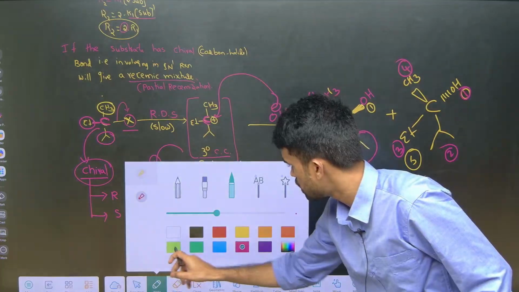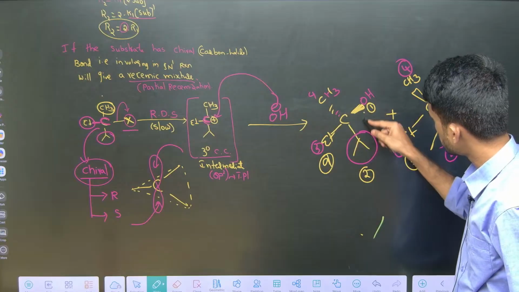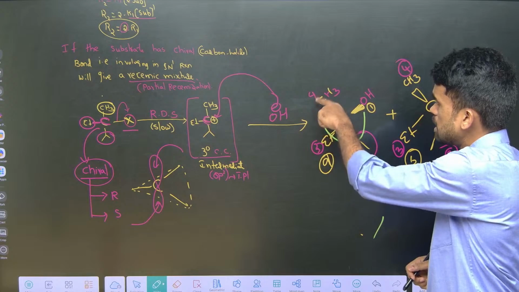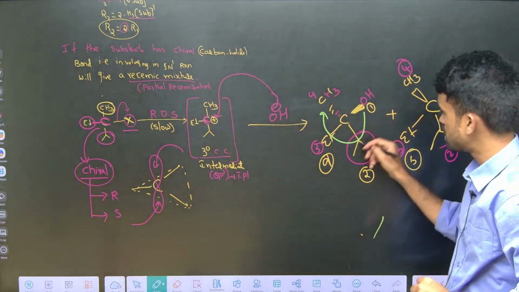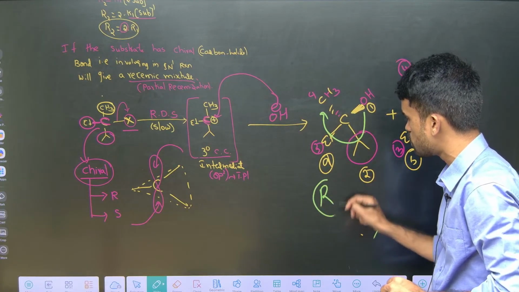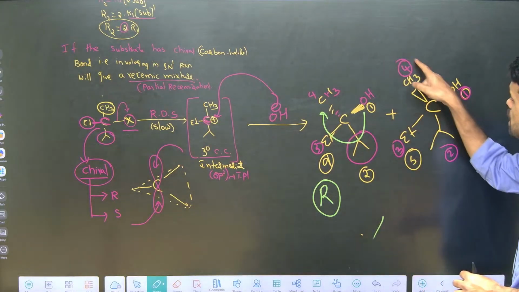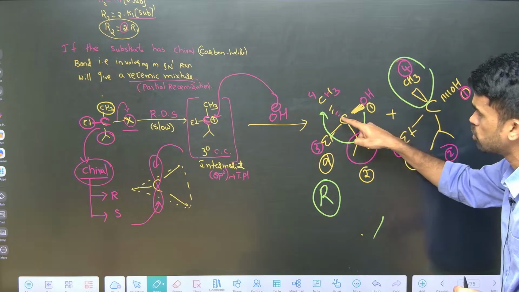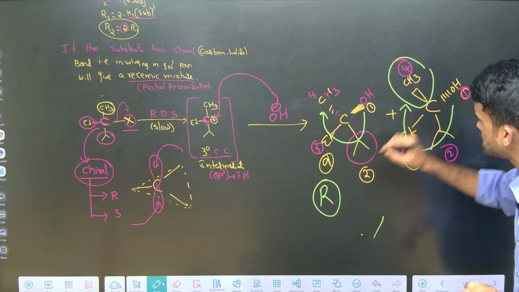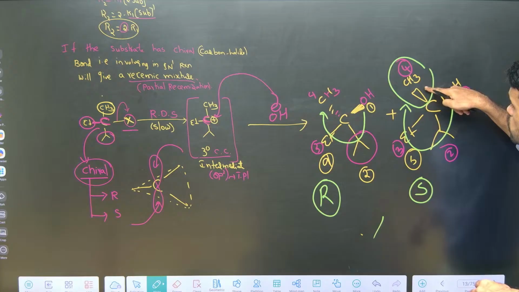See, I am changing the color. See how they are arranged: 1, 2, 3. How are they arranged? It is clockwise, no? Yes, clockwise, and the least priority group is below the plane. So if it is clockwise with the least priority group below the plane, you should call it R configuration. What should you call it? R configuration product. But here if you observe, our least priority group is not below the plane, it is above the plane. So if this is a clockwise direction, you should not say it as R, you should say it as S. Why are you saying it as S? Because the least priority group is above the plane, no?